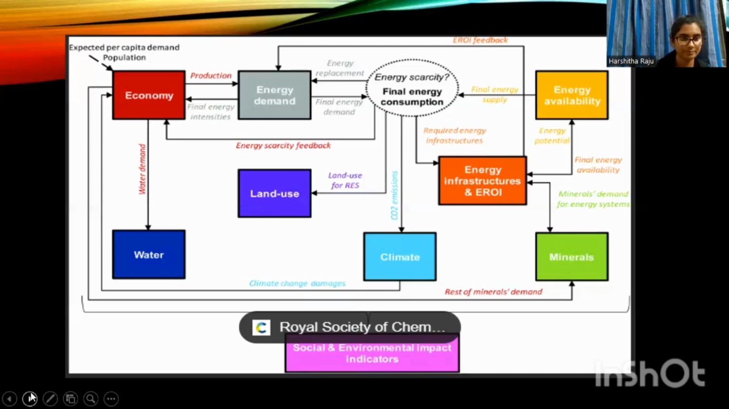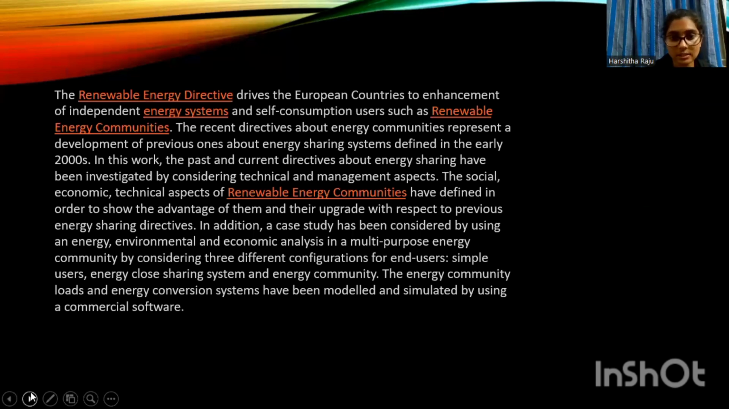Next, what are the other things that will contribute and really define the economic analysis? The Renewable Energy Directive drives European countries toward the enhancement of independent energy systems and self-consumption users such as renewable energy communities, and the recent directives about energy communities represent a development of previous ones about the energy sharing systems defined in the early 2000s.